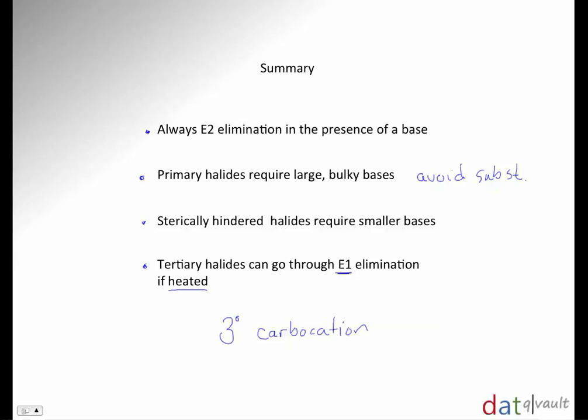Alright, so like I said in the beginning, this is one of two elimination lectures. The other one is just going to be about dehydration, so I suggest listening to that lecture and then going through and solving a bunch of test questions based on elimination reactions.